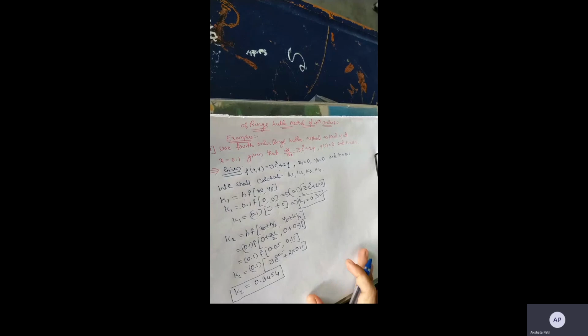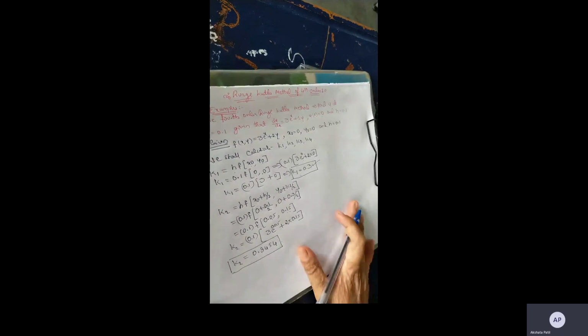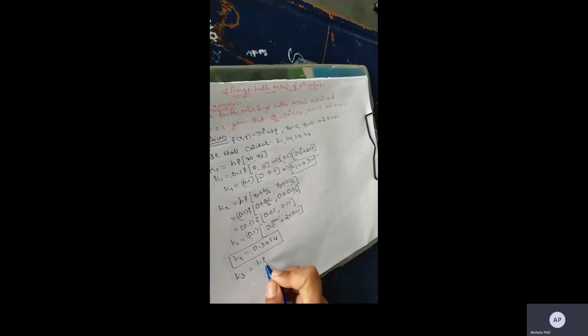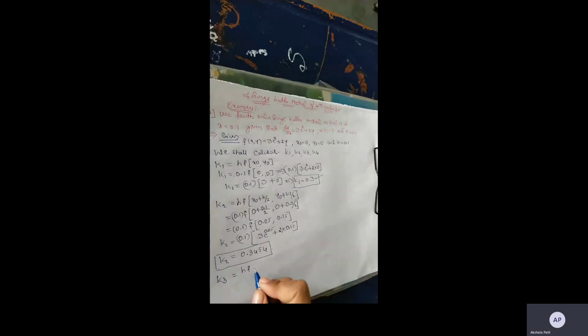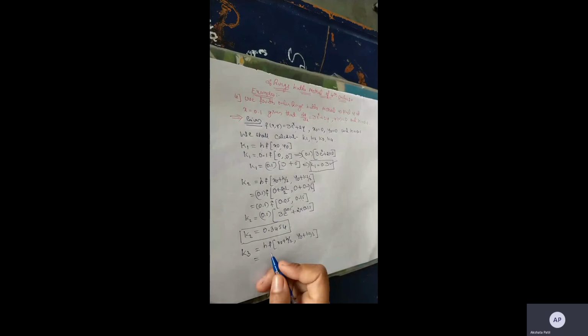So similarly calculate k3 here. So k3 formula is h into function of x naught plus h by 2 comma y naught plus k2 by 2. Now let us substitute once again h value, x naught value and y naught value and also k2 value.